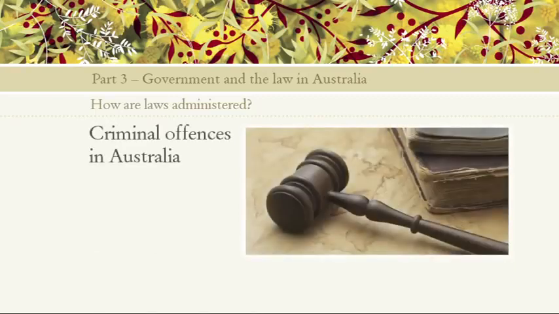Criminal offences in Australia. Violence is against the law in Australia. Other criminal offences include murder, assault, sexual assault, armed robbery or theft, dangerous driving, and use of illegal drugs. It is against the law to carry weapons, such as knives or guns. It is important to know Australian laws. In court, ignorance of a law is not accepted as an excuse for breaking that law.